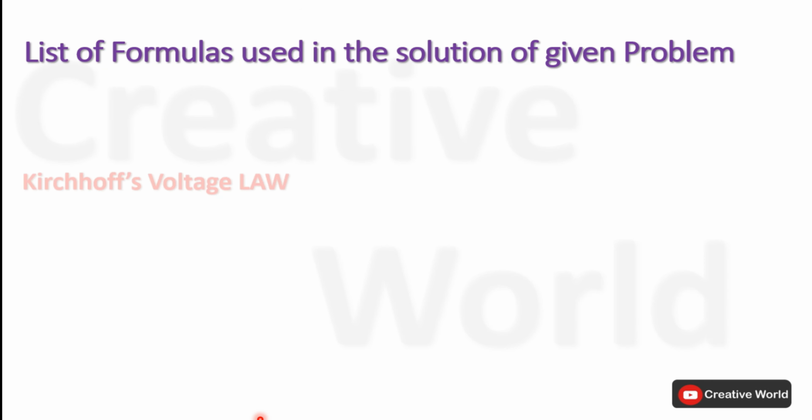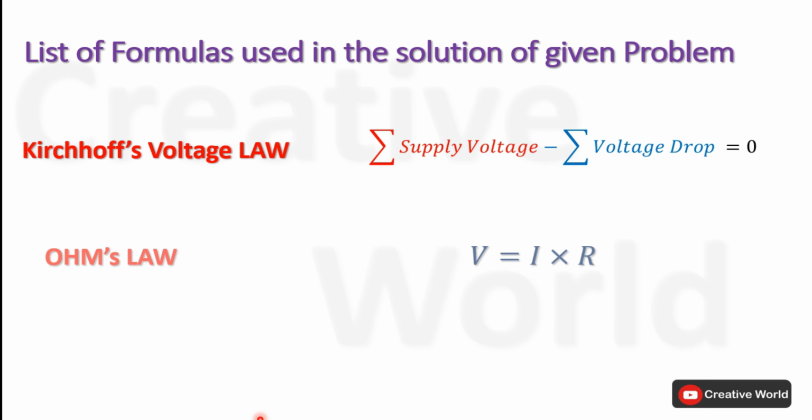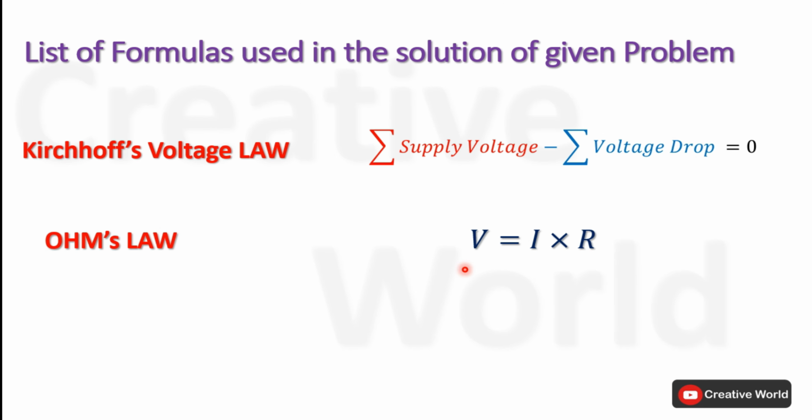While solving this problem, we will be using Kirchhoff's voltage law. According to this law, the cumulative supplied and dropped voltage across circuit elements in a closed loop is always equal to 0. We also will be using Ohm's law. According to this law, voltage across any resistance R is equal to the product of current through this resistance and the value of resistance itself.